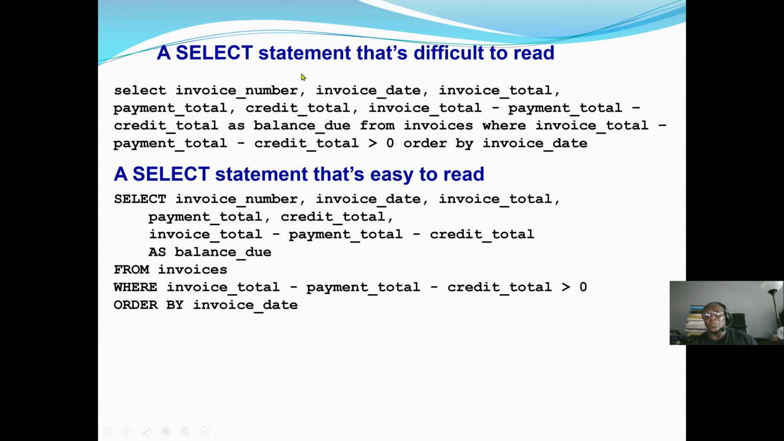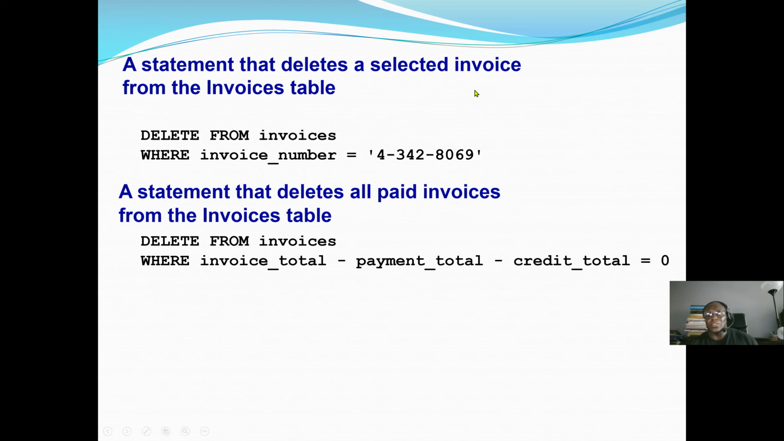This is another select statement that is difficult to read. Again, as we saw earlier in the example here, we can write all these statements in one line. But for readability, and also to be very clear for us to understand, it's better we use the tab key or a new line. For example, delete from invoices table, I'll go to the second line where invoice number equal to, instead of writing everything on one line.